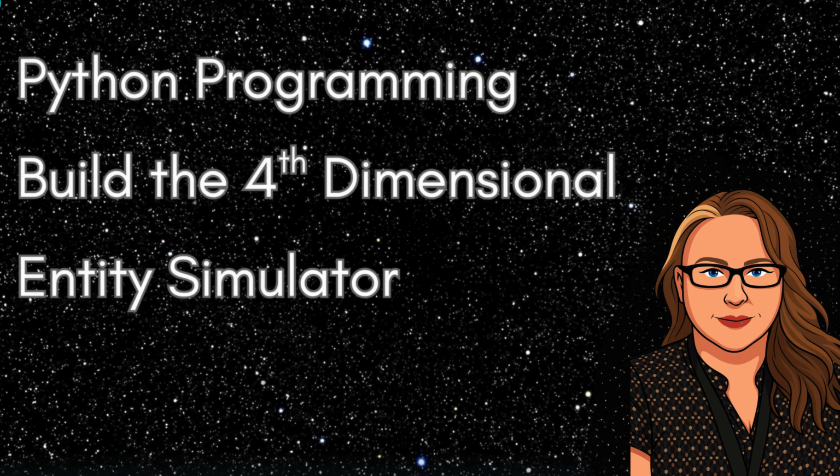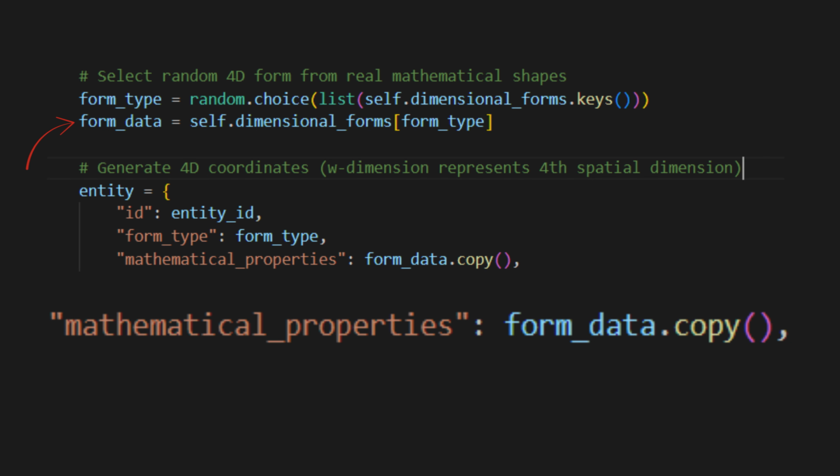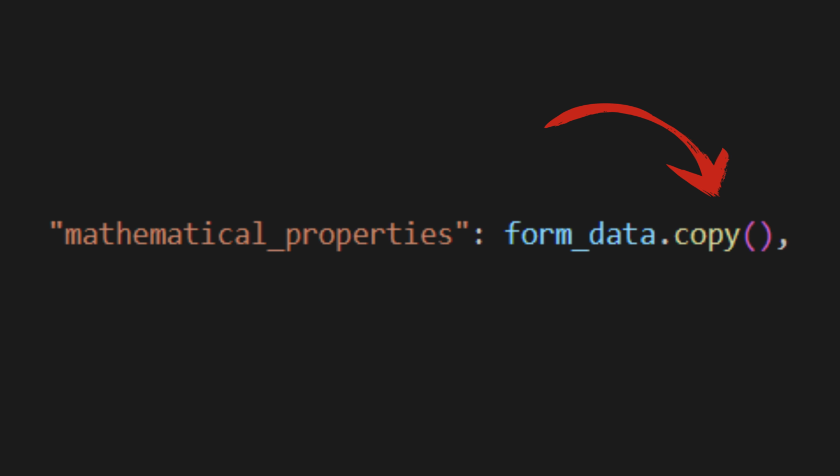Now we're going to create another dictionary. This time it's called entity, and we'll put a key of ID and a value of entity ID. Form type that we just created earlier, we'll put that as the value as well. And now here's where it gets interesting again, because this is something we haven't gone over yet. Our third key value pair here in this entity dictionary is mathematical properties, form data, which remember we just created that as well, and then dot copy.